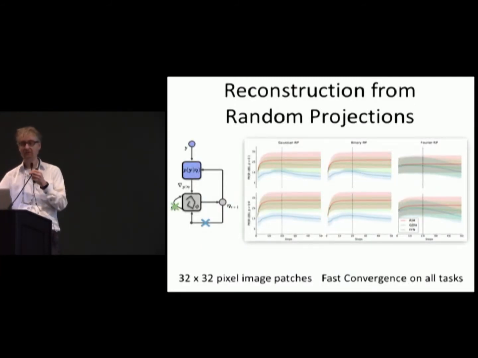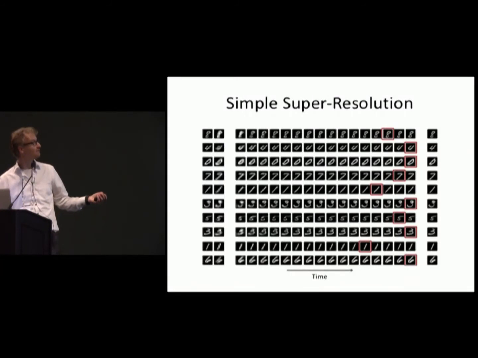And then you can ask the question, which of these components were actually necessary? Yeah? So in that MNIST example, the forward model was some known blur kernel or something? Yeah, this is just downsampling. Thank you.